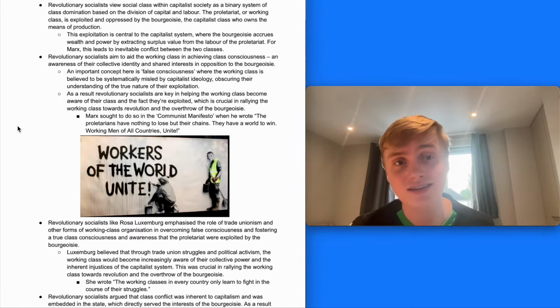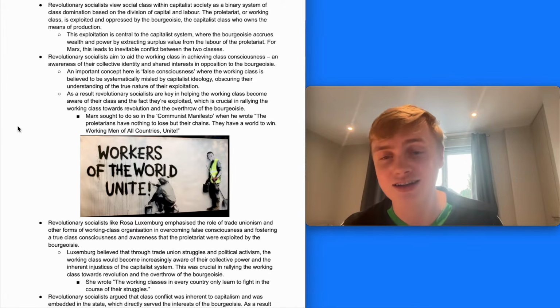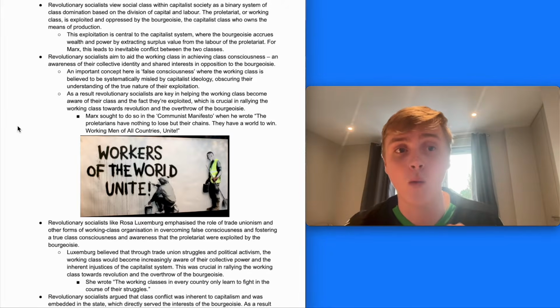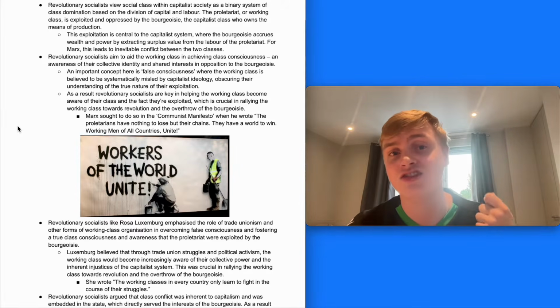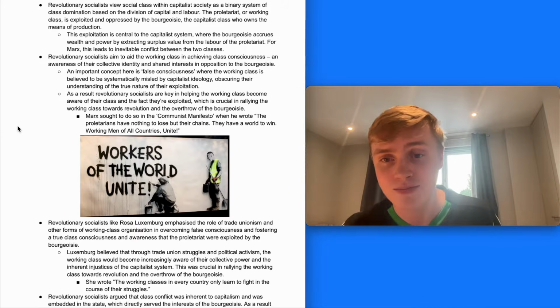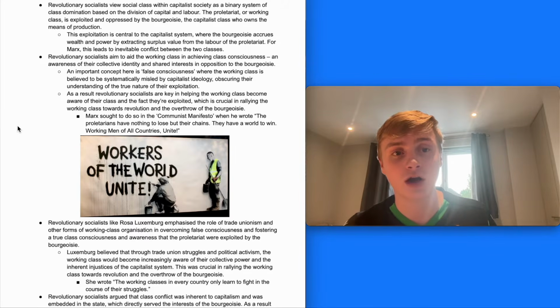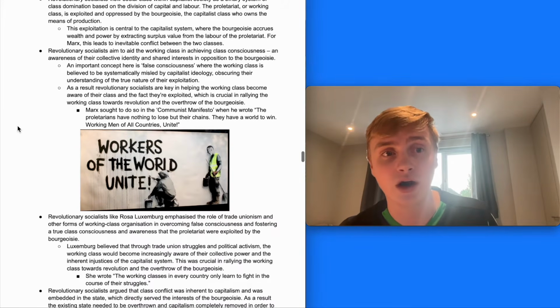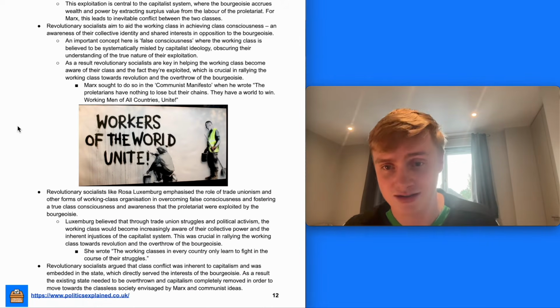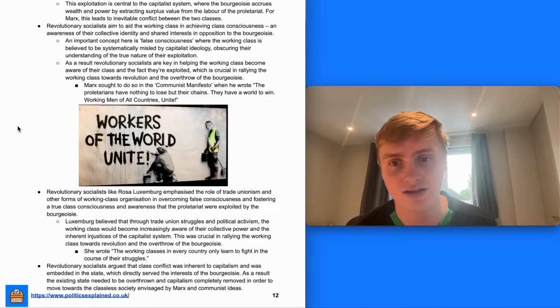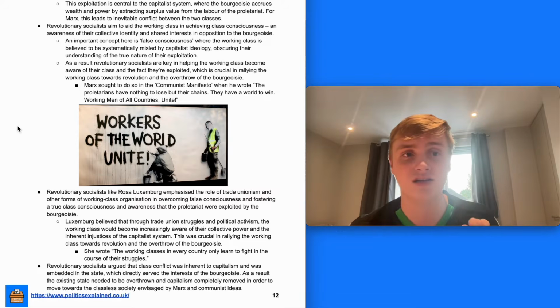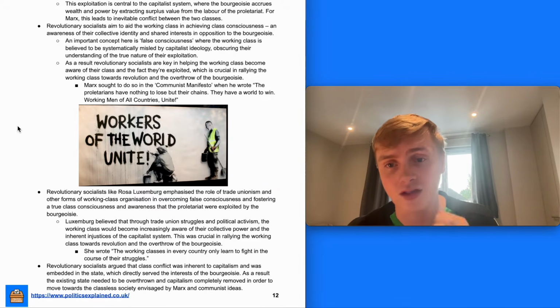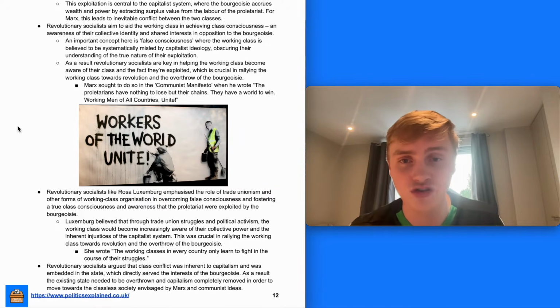And as a result, they seek to aid the working class in achieving class consciousness, which is awareness of their collective identity and their shared interest in opposition to the bourgeoisie. And in doing so, they believe that they have to overcome false consciousness, which is why the working class doesn't recognize this exploitation because of capitalist ideology and effectively supports capitalism. They believe that this false consciousness needs to be overcome, helping the working class achieve class consciousness so that there can then be a working class revolution and the overthrow of capitalism.